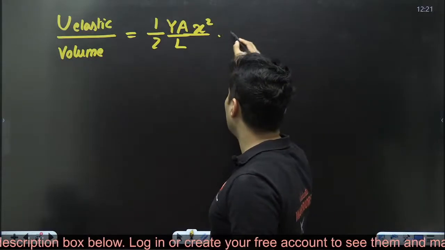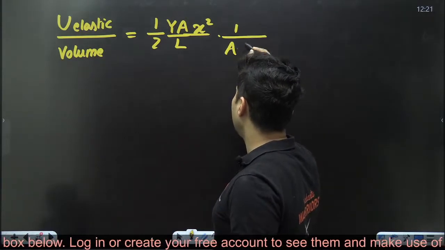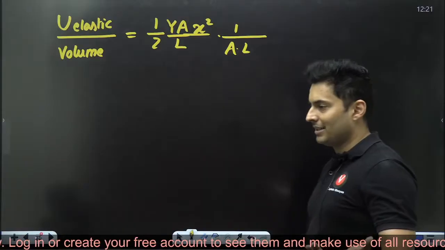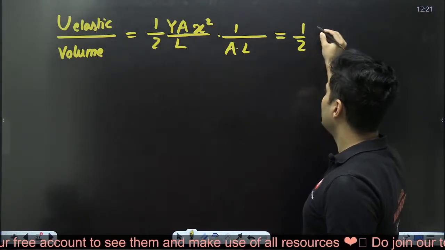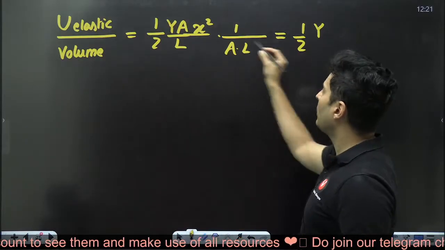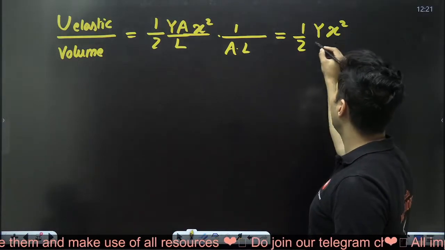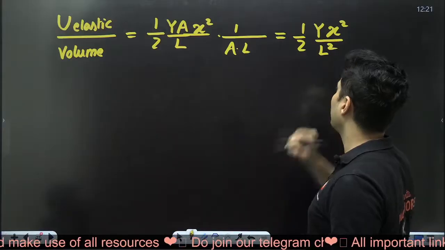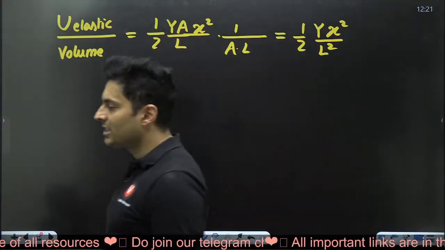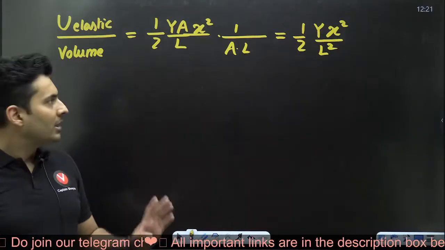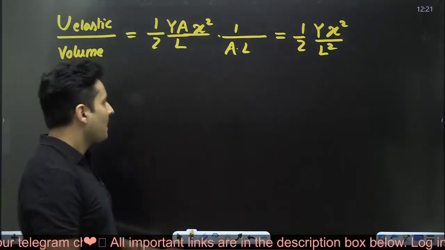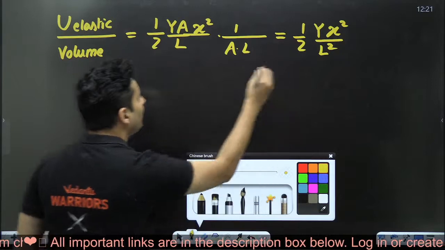How much is the volume of the rod? The volume of the rod is area into length, right? So see, what do I get? I will get half, then Y is there, A got cancelled, x square is there, and then I have L square. Is that right? Everybody till this point, is it clear?